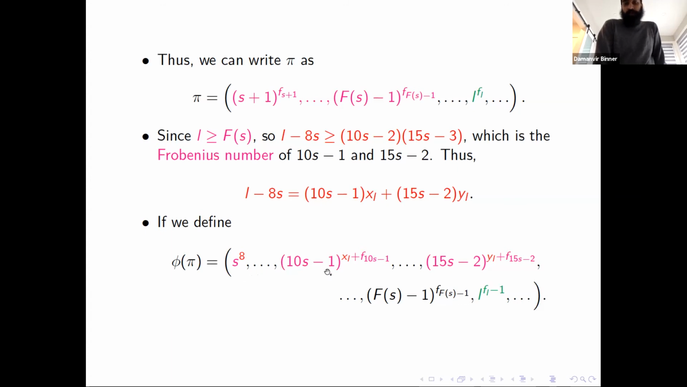However, suppose we were given that f of 10s minus 1 was 0 and f of 15s minus 2 was also 0. So in that case, the image would have looked something like this. And then from the frequency of 10s minus 1 in the image, we could have recovered XL. Similarly, we could have recovered YL. And then from this defining equation, we could have recovered L, and the map would have been injective. So now the question is, how can we ensure that both of these frequencies are simultaneously 0? So for this, we play a trick.